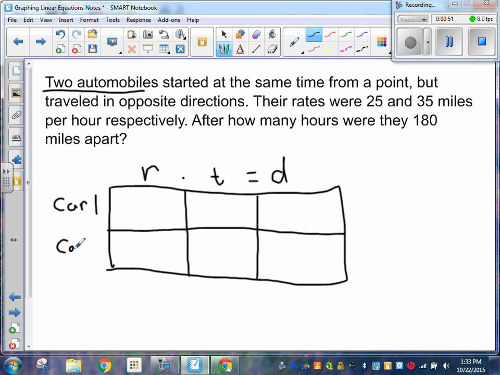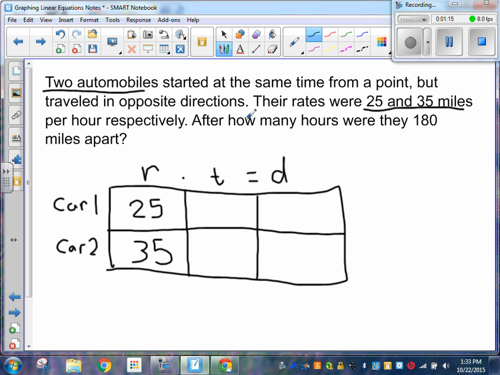After I have this, let's start filling some things in here. If we look here at our rates, it tells us what our rates are. It's 25 and 35. I think that's pretty clear. Well, the first one, 25. The second car, 35 per hour.